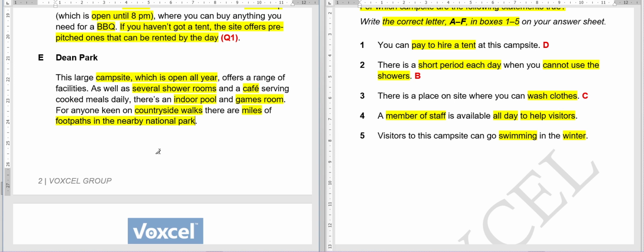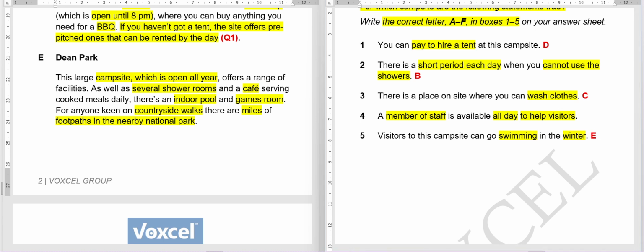Okay, time's up. Let's read the questions. So obviously the first three questions we have done. Now only the fourth and fifth are left. So fourth, is there any mention of a member of staff available to help visitors all day? No, there is no mention of that. So, is there any mention that you can go swimming in winter there? Yes, there is. This is our answer.